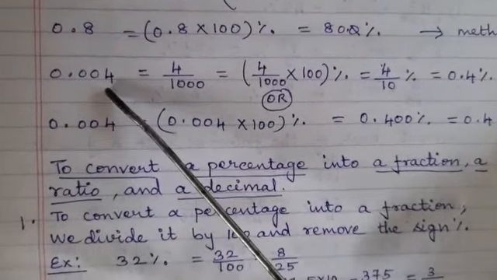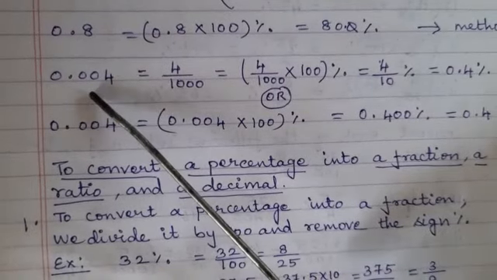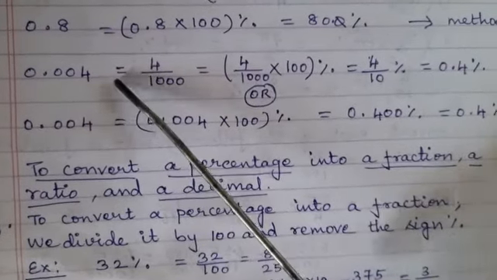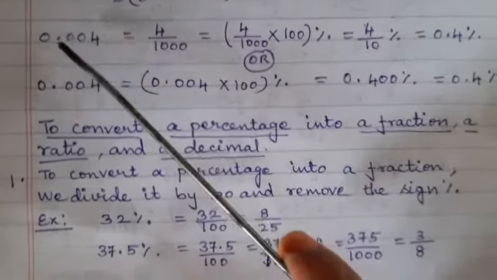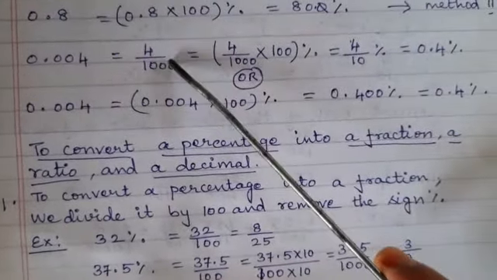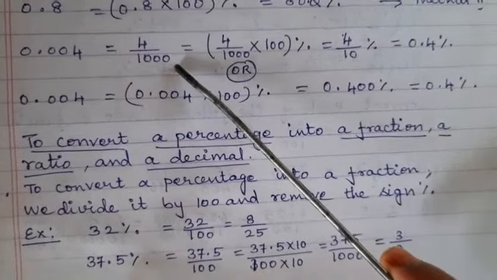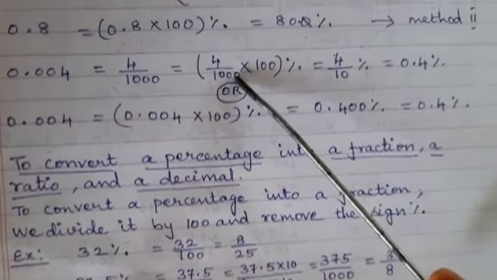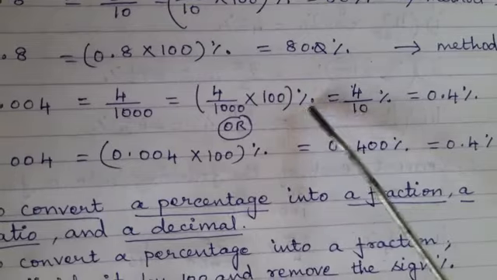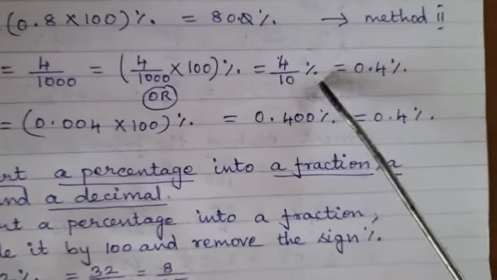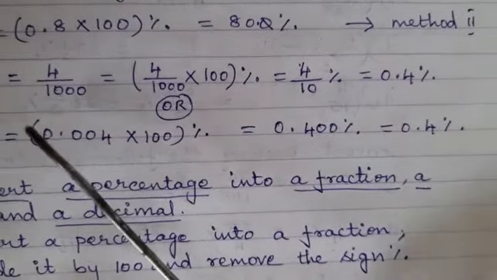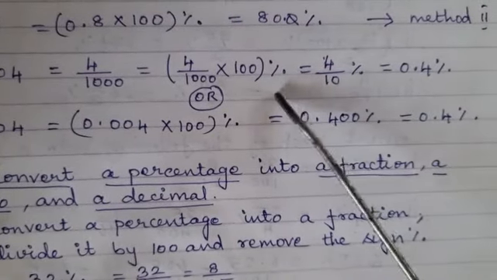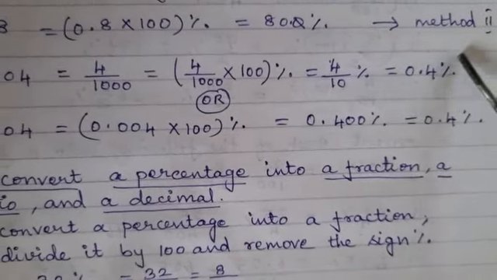Then come to the next example, 0.004, which is equal to 4 by 1000. There are 3 decimal places after the decimal point here, so convert into a fraction, that means 4 by 1000, which is equal to 4 by 1000 multiplied by 100%, which is equal to 4 by 10%, that is equal to 0.4%.